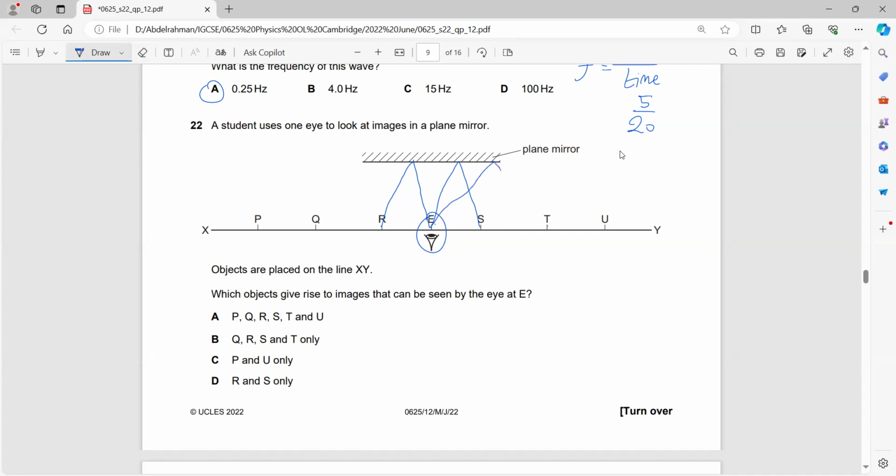We can increase the angle of incidence this way, and he can see T and Q. But if he increases the angle of incidence all the way to this point, for example, the angle of reflection will never reach P, and if you increase the angle of incidence all the way to this point, it will also never reach U. So the only objects that he can see are Q, R, S, and T. He cannot see P or U. Why? Because the angle of incidence and the angle of reflection will not reach these objects.